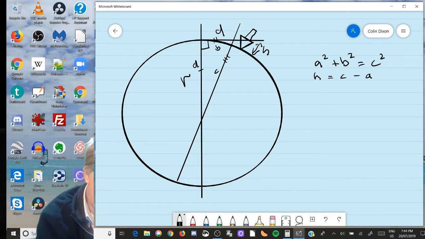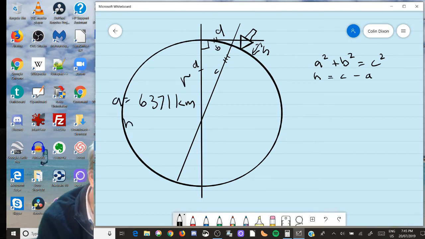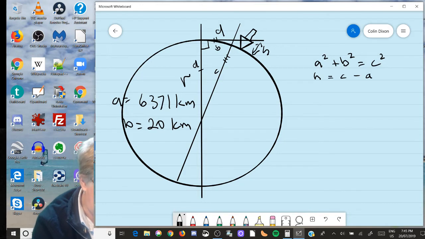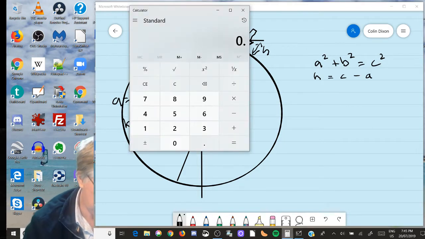So A is the radius of the Earth, and the radius of the Earth is 6,371 kilometres. And what is B, which is the distance away from the shore? So that's A, and B equals the distance from the ship, which is 20 kilometres. And so now it's a simple matter to find C. So we just need our calculator.